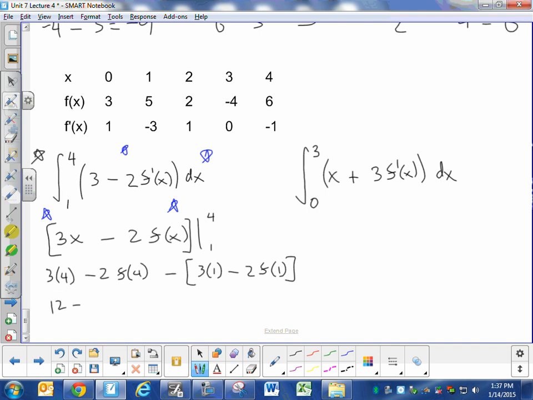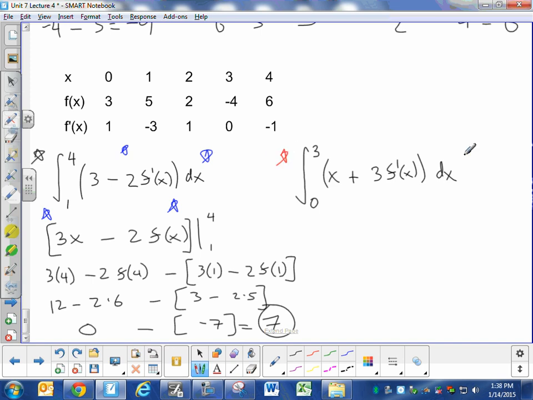So this is 12 minus 2 f of 4 is 6. So this is just 0. Minus 3 minus 2 f of 1 is 5. So this is 3 minus 10. So this is 0 minus negative 7. That's 7. All right, last one. Try this guy.